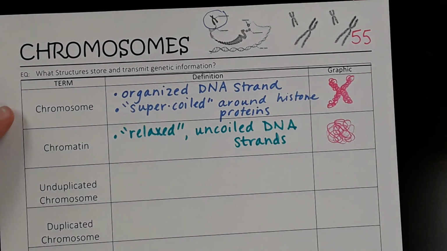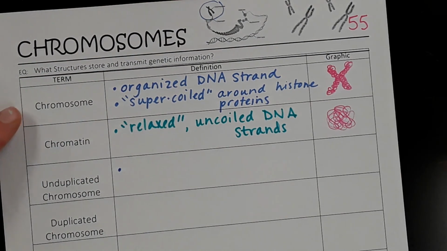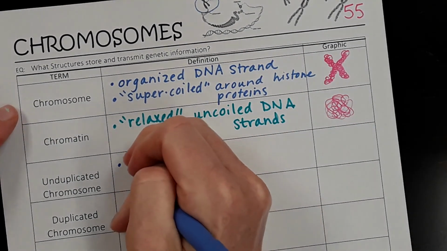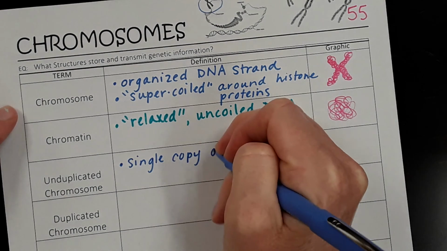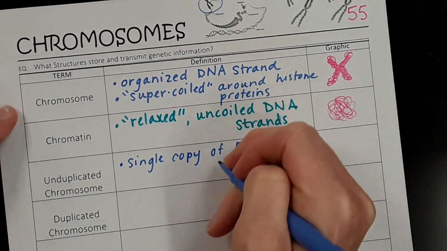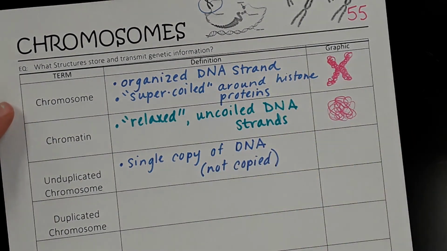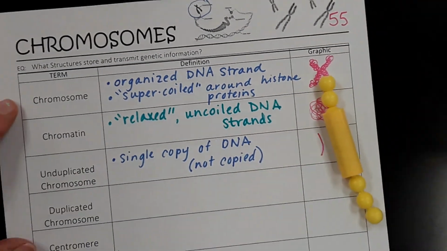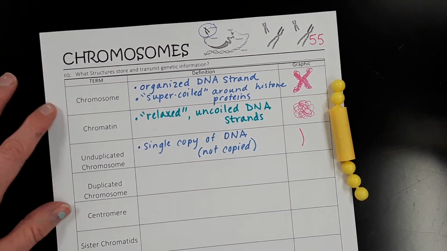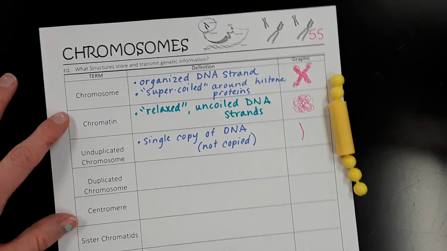An unduplicated chromosome is just a single copy of the chromosome. So right now, if you have cells that are just going out their normal business, they just have a single copy of each chromosome. So it's a single copy of DNA. And like I said, it is not yet copied because the cell hasn't decided that it's going to divide yet. And so a lot of times it'll look like just one single strand. All right, so this right here, for example, this would be like one single unduplicated chromosome.